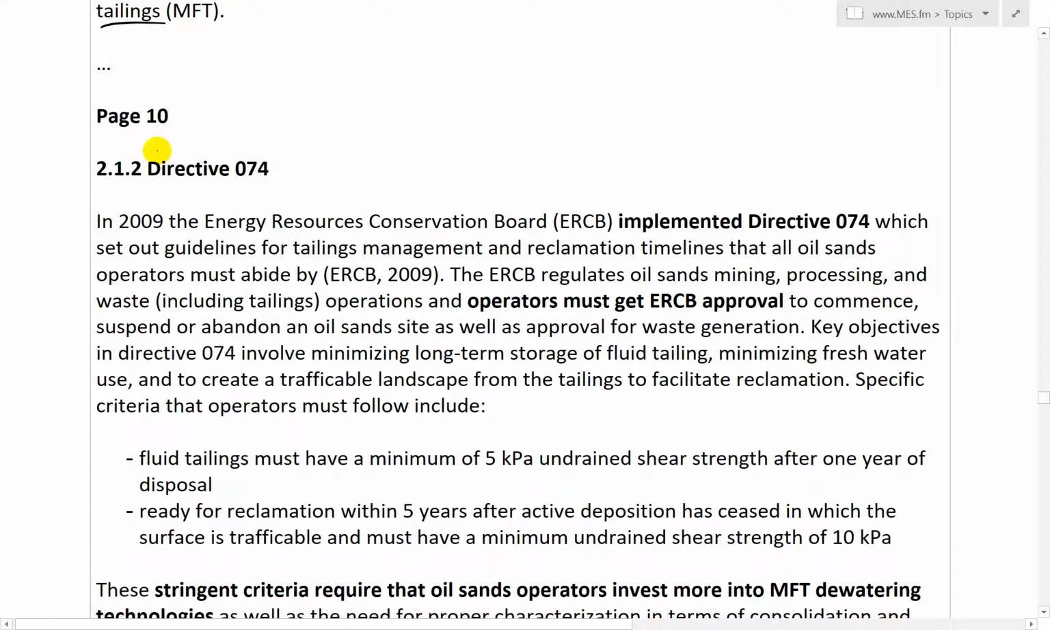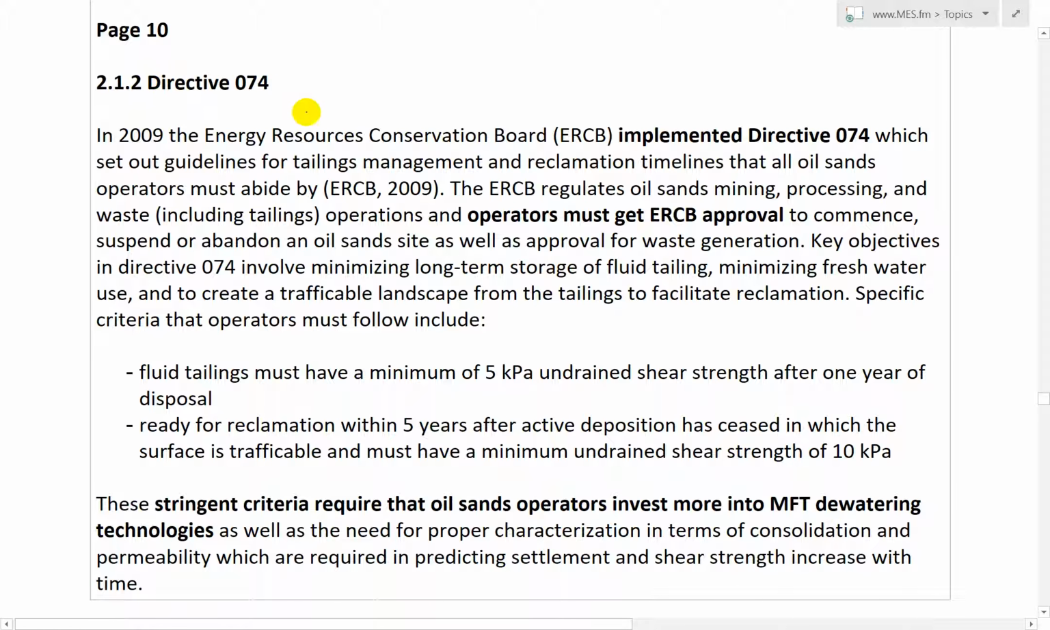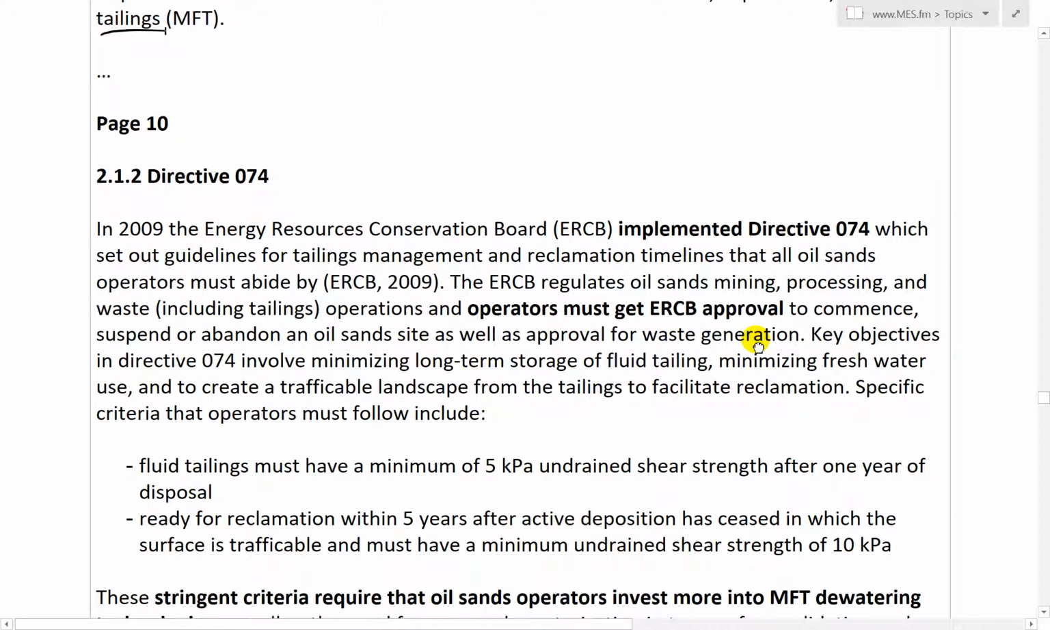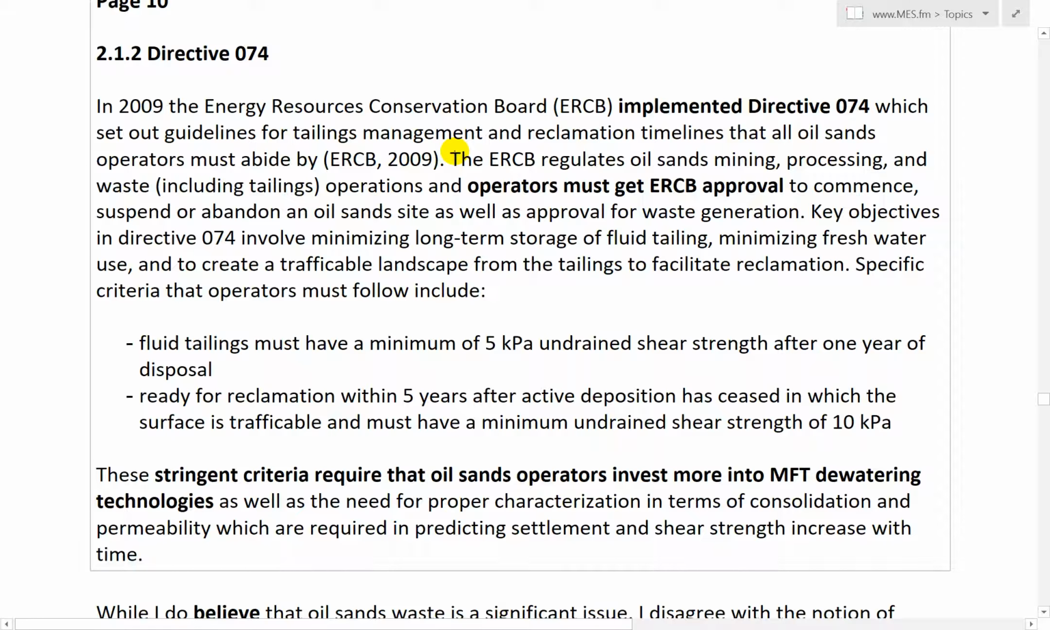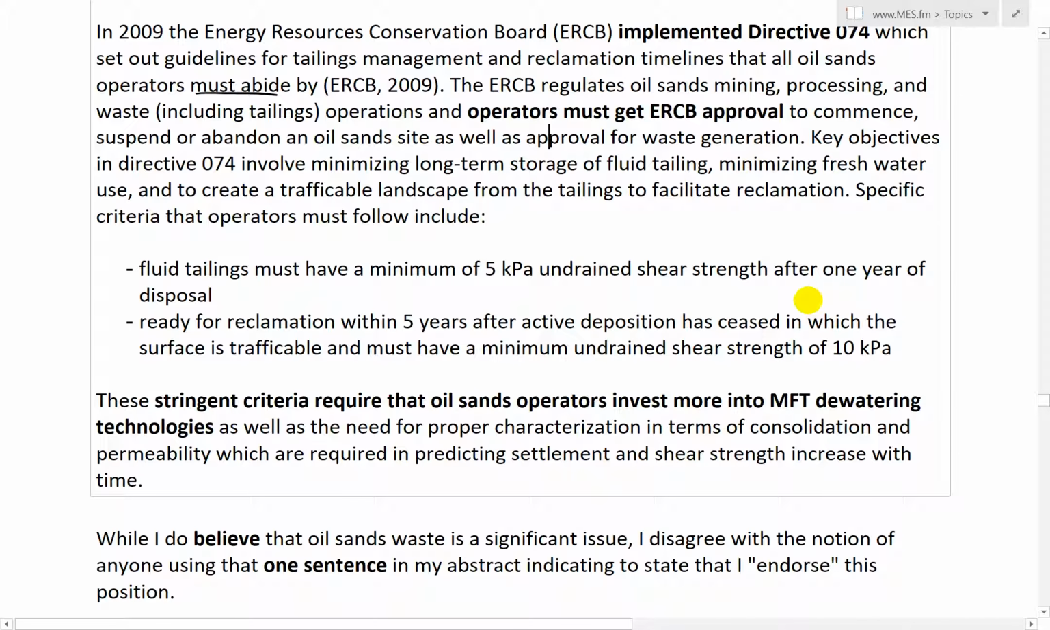So if you go on further to page 10 of my thesis paper, Directive 074. In 2009, the Energy Resources Conservation Board, ERCB, which I believe is a government panel in Alberta, Canada, implemented Directive 074, which set out guidelines for tailings management and reclamation timelines that all oil sand operators must abide by. The ERCB regulates oil sand mining, processing, and waste, including tailings operations, and operators must get ERCB approval to commence. So they need these pretty strict approval guidelines by government to commence their oil operation. So it's to commence, suspend, or abandon an oil sand site, as well as approval for waste generation.